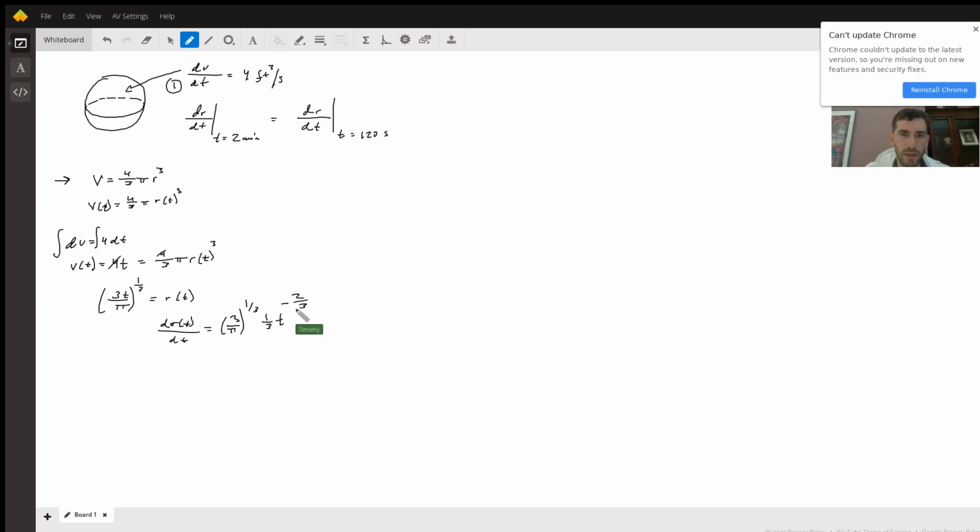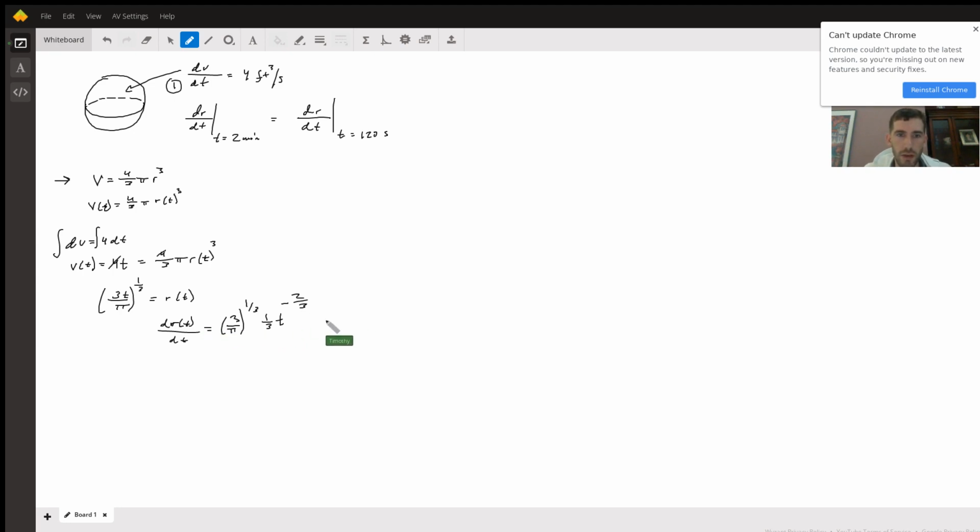And this t to the negative 2/3 means that as it's expanding and time is increasing, the rate of expansion is going to get slower and slower as it gets to the point where it's about to burst, right? So it makes sense that it's a negative exponent. So we're on track here.